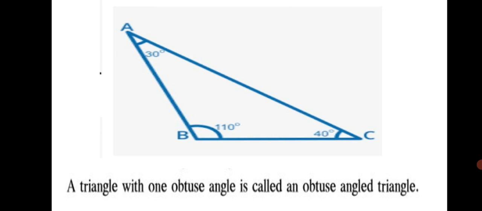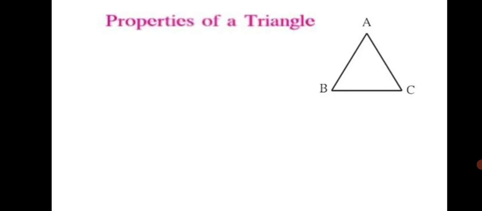So, based on the angles, we learned three types of triangles. Those are acute angle triangle when all three angles are less than 90, right angle triangle when one angle is 90 degree, and an obtuse angle triangle when one angle is more than 90 degree. Now that we have learned about types of triangles, let us study about the properties of triangles.